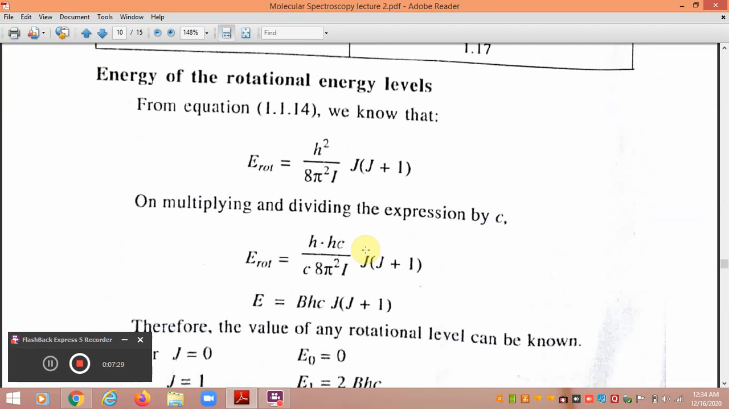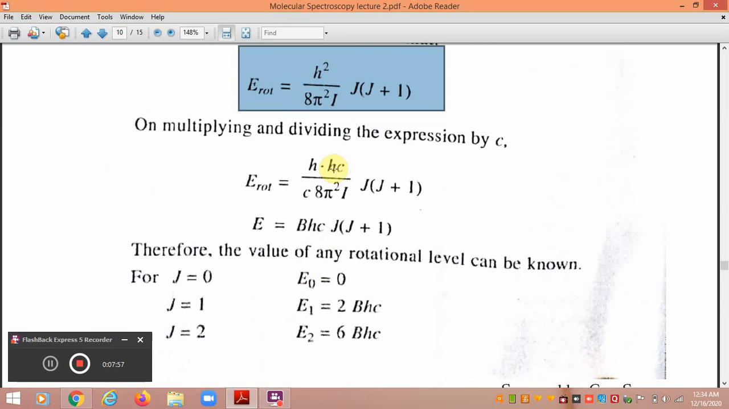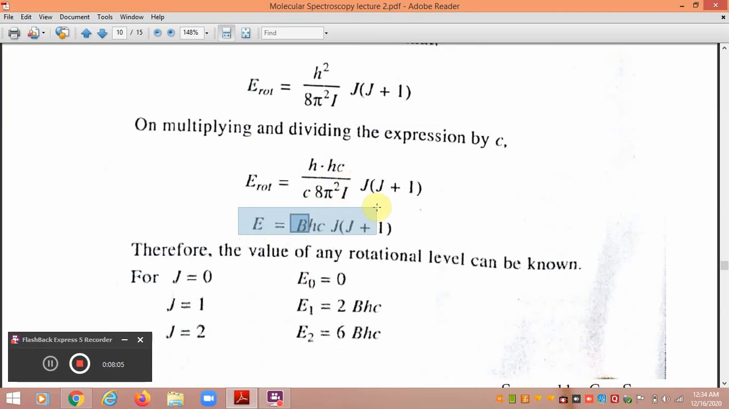In this way, we are able to calculate the energy of each rotational energy level with the help of this equation. The energy of a rotational energy level is given by h square upon 8 pi square I into J into J plus 1. If we simplify this, h square can be written as h into h, so divide by c and multiply by c. Here it is h upon 8 pi square I c, which is B, into h into c. So for the energy of a rotational energy level, we get the equation E is equal to B h c into J into J plus 1.